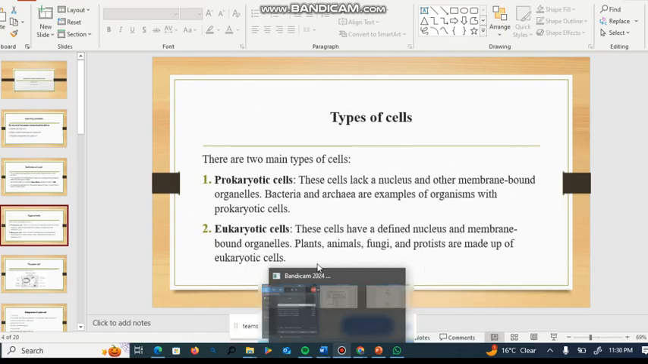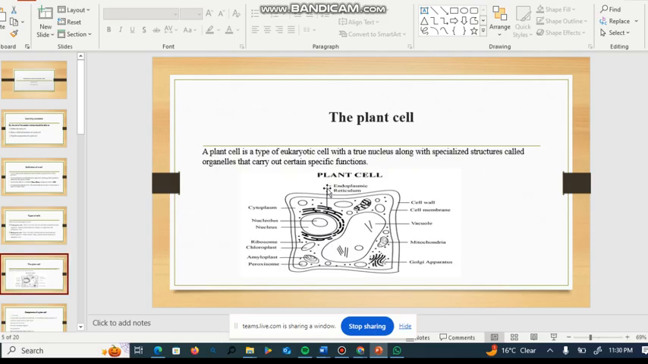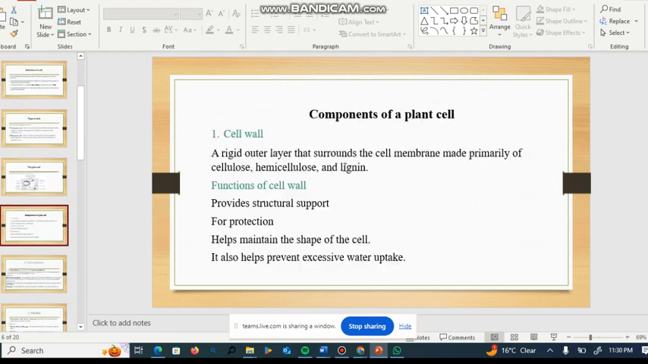Okay, let us now go to the structure of the plant cell. As you can see on your screen, that is the structure of the plant cell. I will send you the notes later so that you can draw it in your notebooks. Let's look at the components of the plant cell.